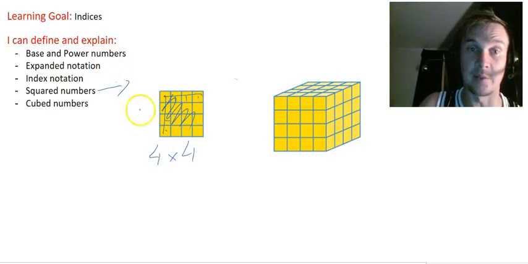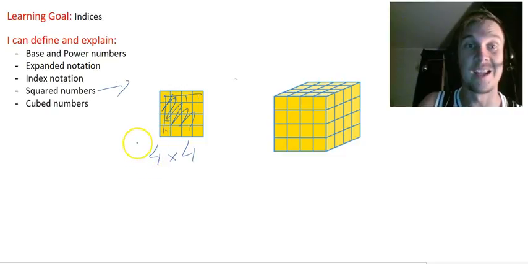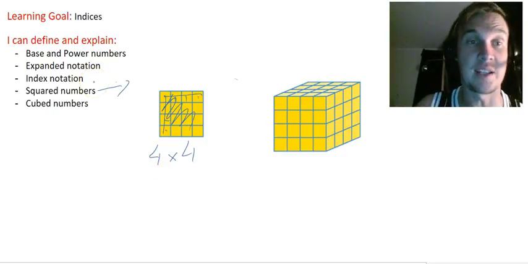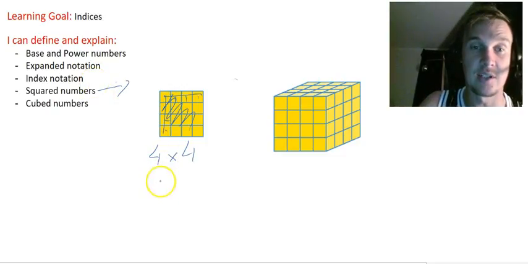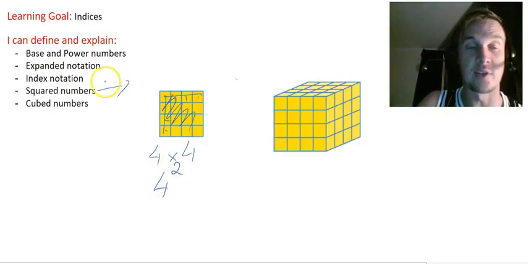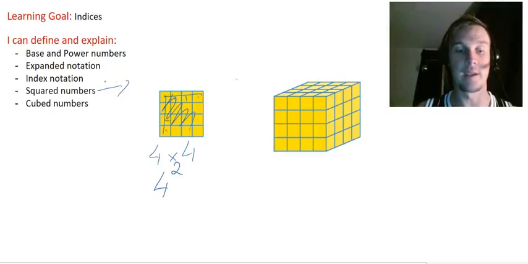That's expanded notation, and a simpler way that we could represent this in index notation, instead of 4 times 4, is to write 4 squared. So that's where we get the word squared from. If we multiply any number by itself twice, that's where we get a squared number.